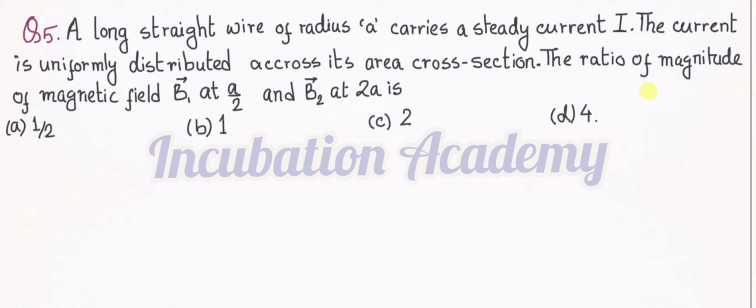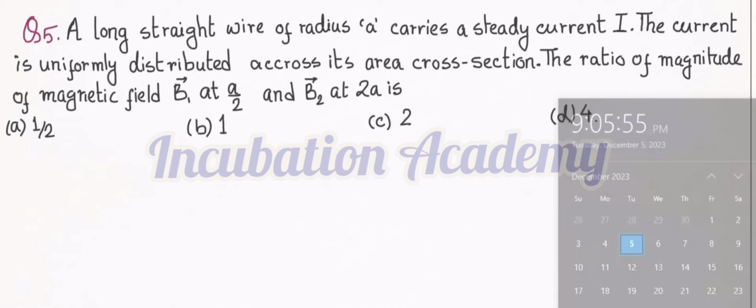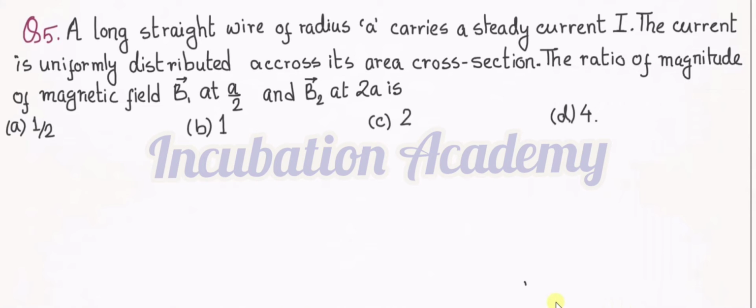That means B1 by B2. The options are given, that is 1 by 2, 1, 2 and 4. So let us try to understand this first, and after that we will find out what is B1 and B2. Obviously this is an application of the Ampere's circuital law.